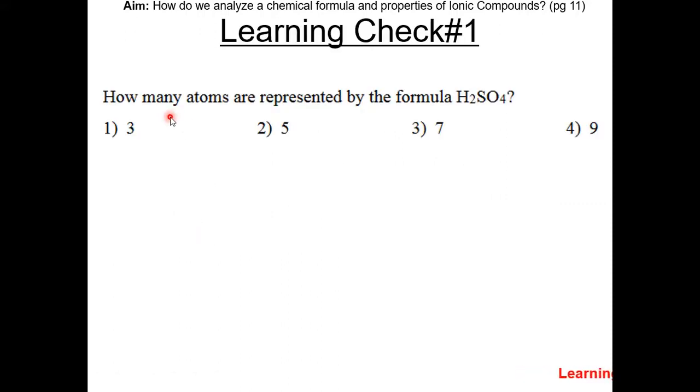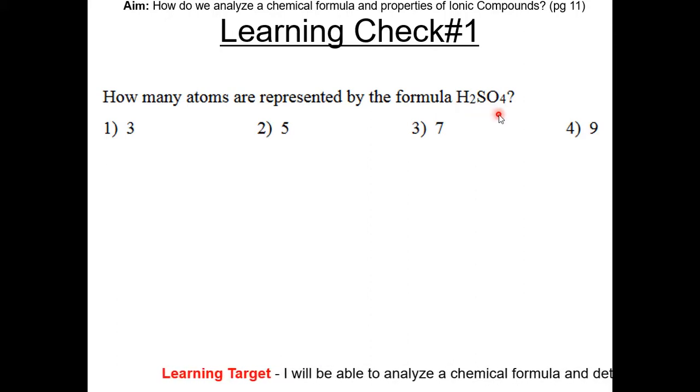Learning check number 1. How many atoms are represented by the formula H2SO4? Pause the video and resume once you have the answers. Okay, so all we have to do is add them up. We have 2 hydrogens, 1 sulfur, and 4 oxygens. So that adds up to 7. So choice 3.